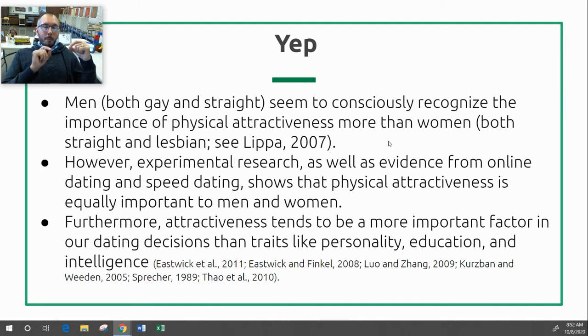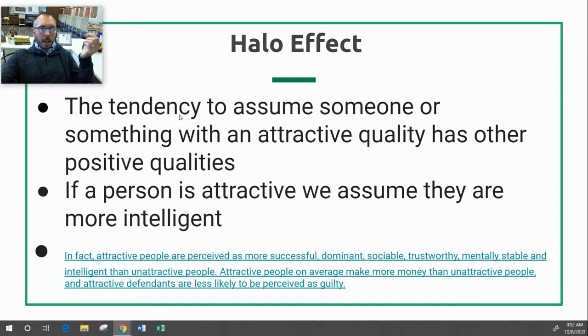And it appears that men, regardless of sexual orientation, seem to consciously recognize the importance of physical attractiveness more than women. So we say it more often that it matters. However, experimental research shows that physical attractiveness is kind of equally important to both men and women. Attractiveness tends to be a more important factor in our dating decisions than traits like personality, education, and intelligence. Okay, so there might be something hardwired into what we're picking, and that's what we want to kind of pull apart right now.